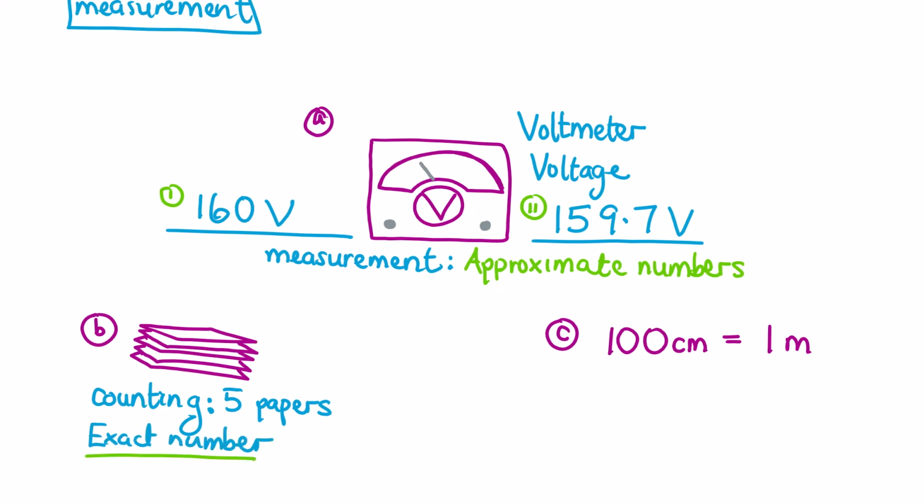And finally, for C, we have 100 centimeters equal to 1 meter. This looks at the metric system that is used to measure the length of a particular object. Since this focuses on units, it is an exact number value that is applicable to everyone as you move from one location to another.